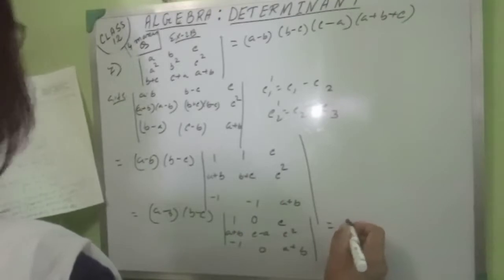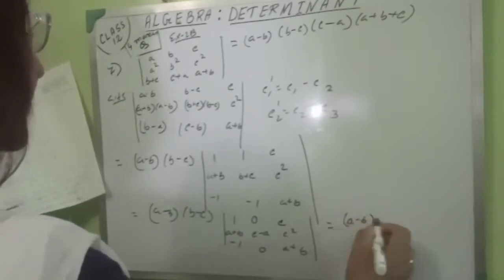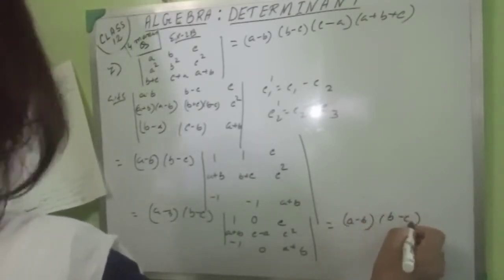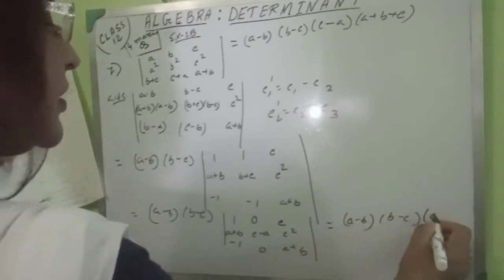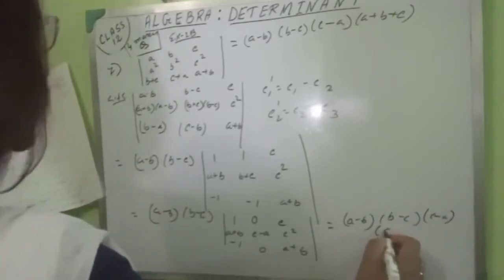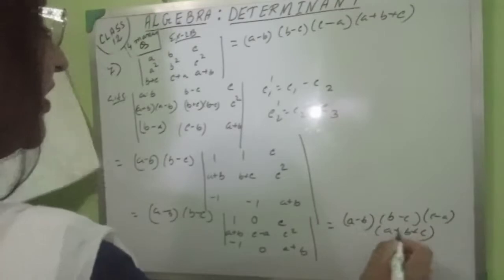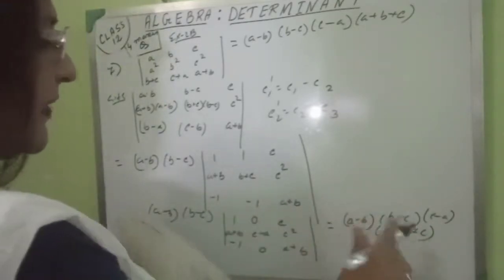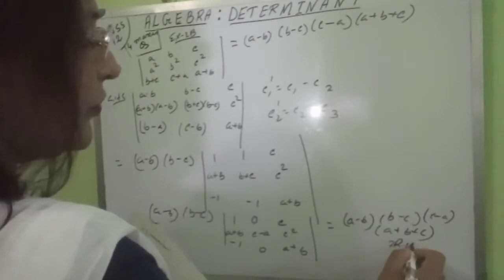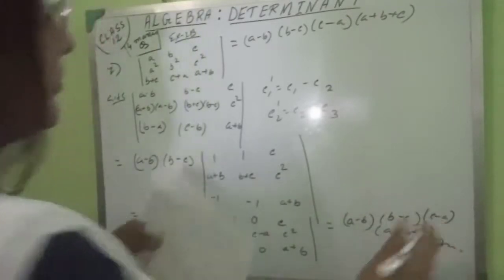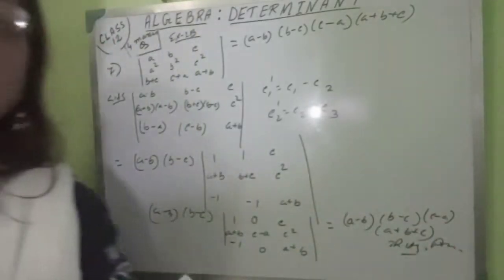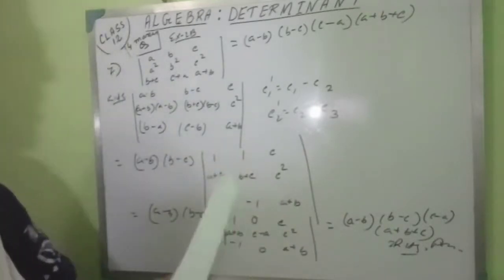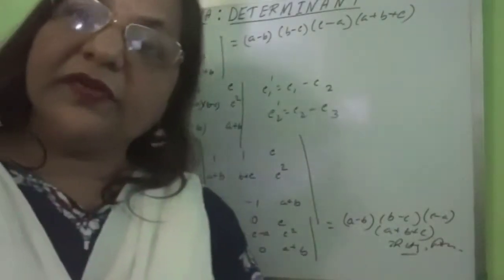I'm not going to do the expansion part, so the answer will be A minus B, B minus C. The expanded part I already did in the PDF. You can get it. Go through that. Just expand this part, then it will be proved to the right hand side. Okay. Coming with the next video with other sums.